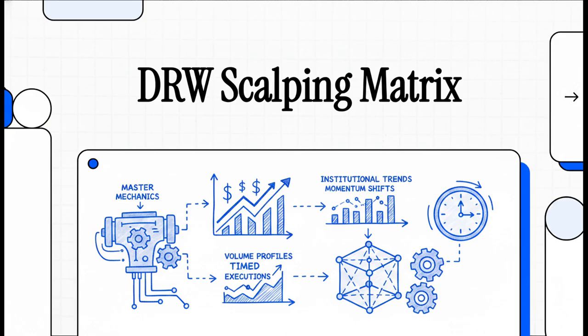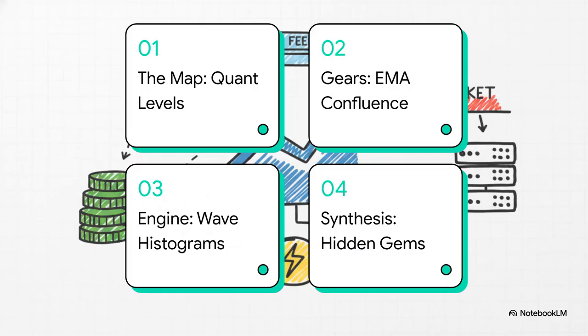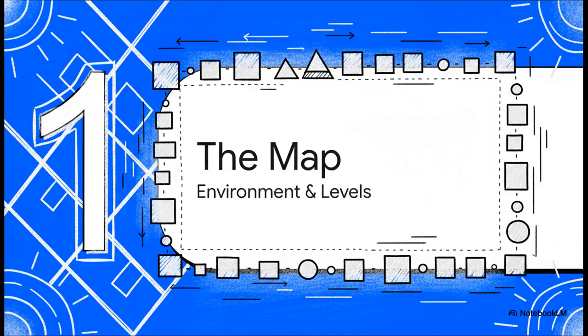We're going to see exactly how institutional trends, momentum shifts, and volume profiles are literally transformed into mechanical, perfectly timed executions. To truly wrap our heads around this system without getting totally overwhelmed, we're going to use a deconstruction to synthesis approach. That means covering the map, the gears, the engine, and finally synthesizing it all with some hidden gems. So starting with part 1, the map, environment, and levels. Think of this as laying out the exact boundaries of the battlefield.